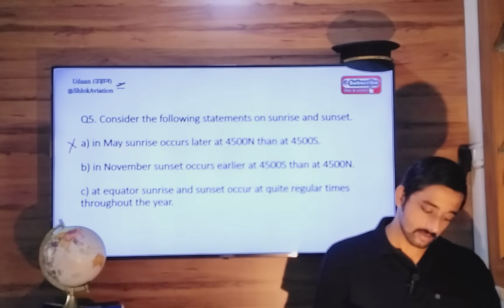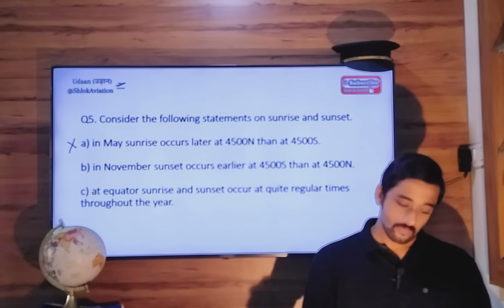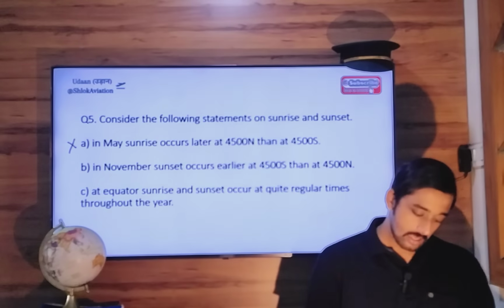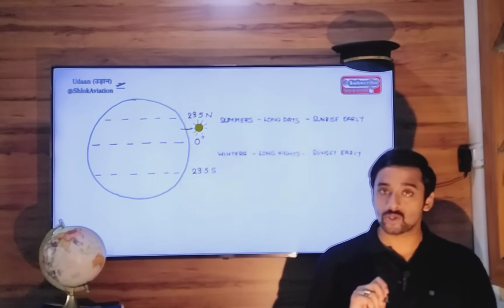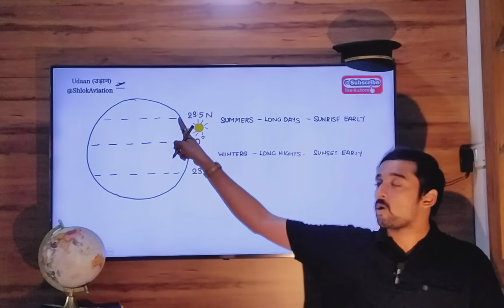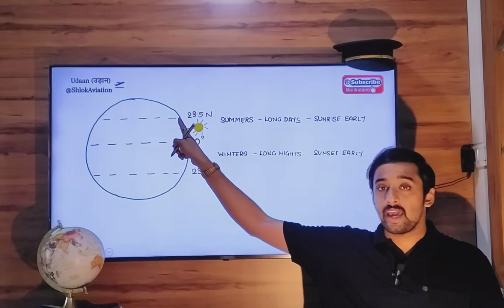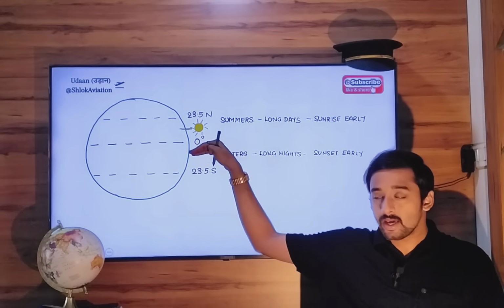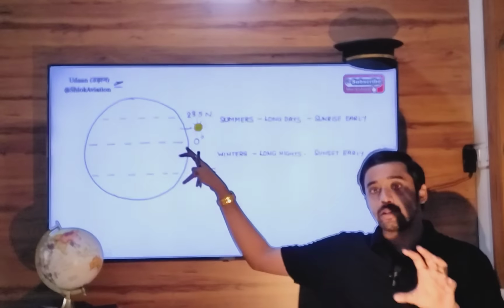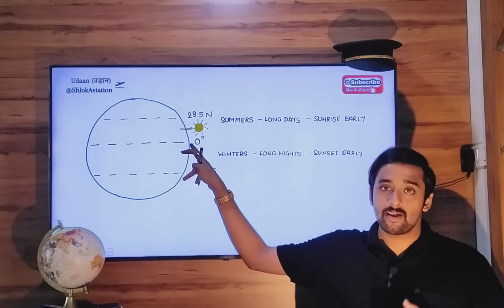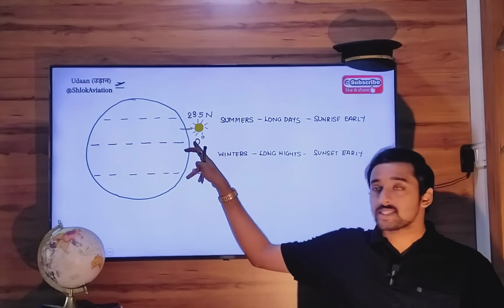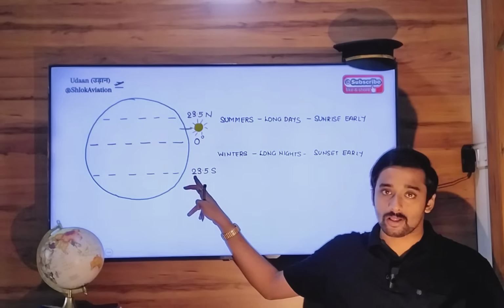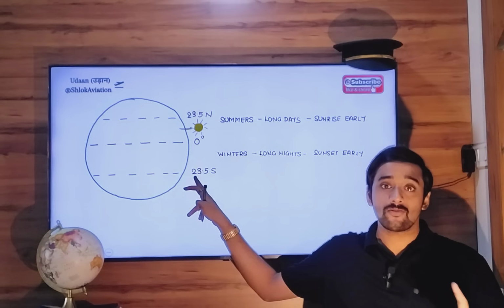That is wrong. In November, sunset occurs earlier at 45 south. Now in the month of June, we have the sun on the Tropic of Cancer. Then we have September. In the month of September, the sun will start its downward trajectory. It will again be situated over the equator. We will have the autumn equinox. After September, the sun will move down further and go to the Tropic of Capricorn, in the month of December.